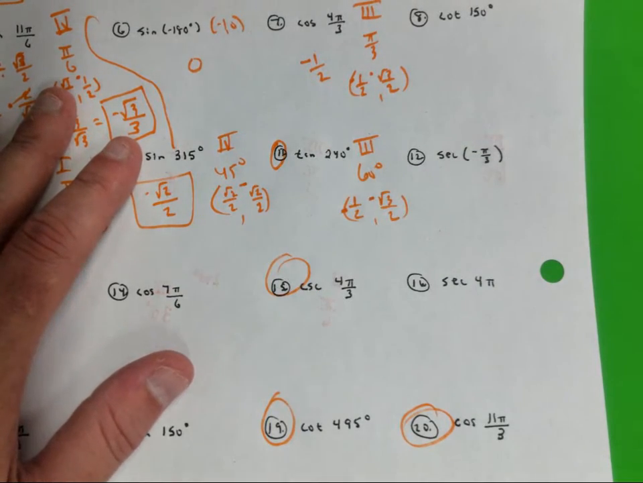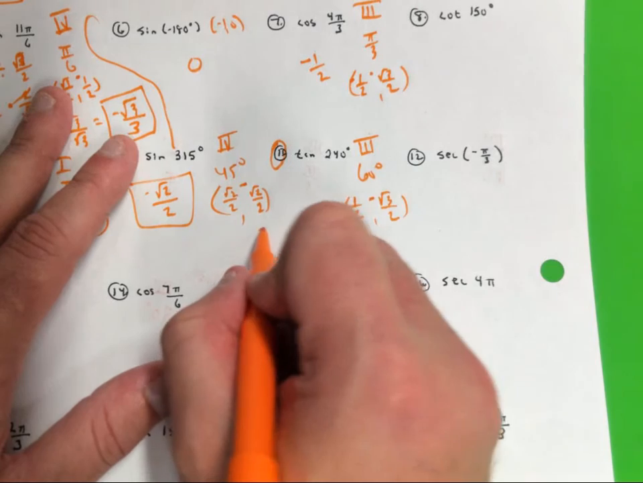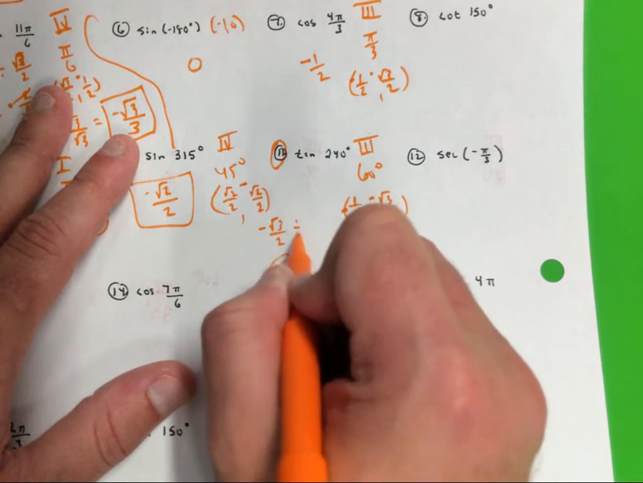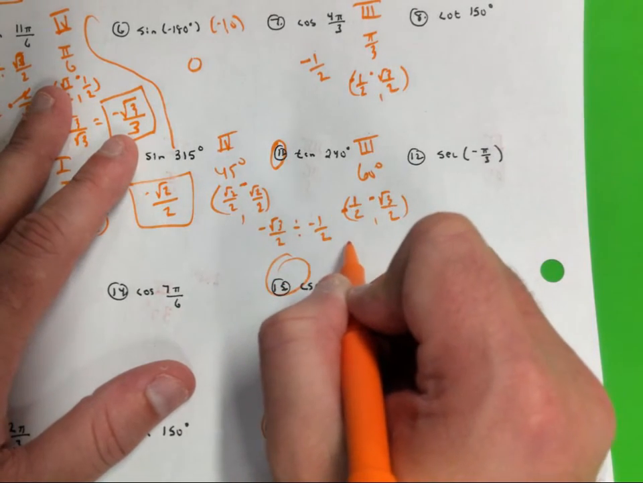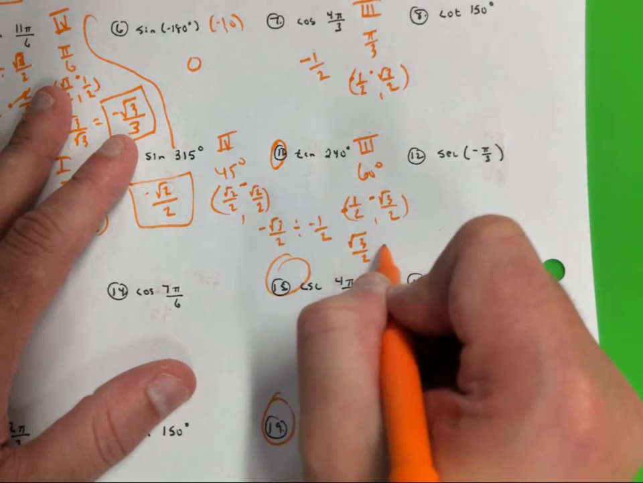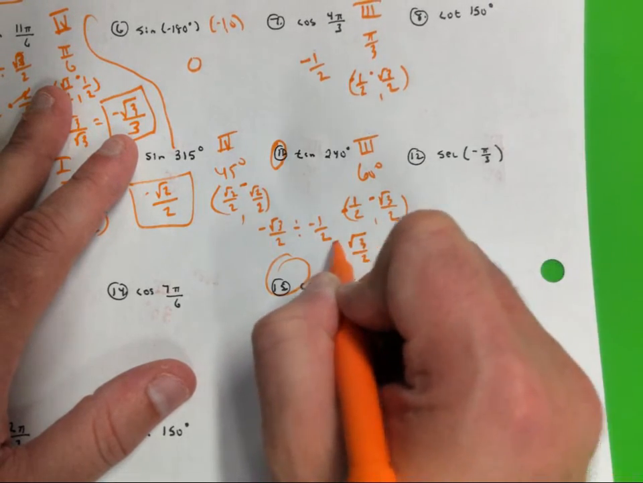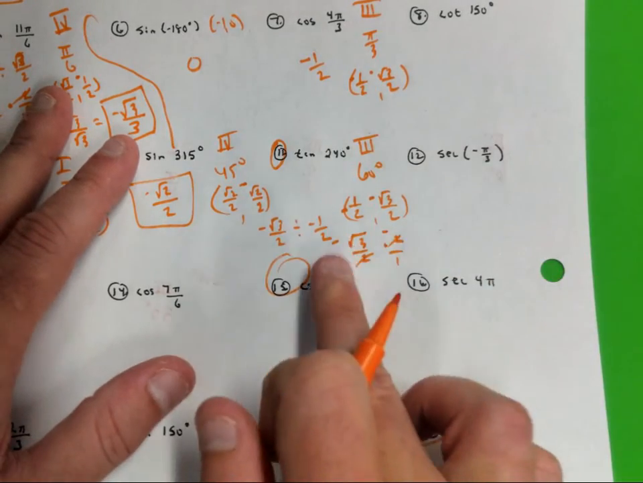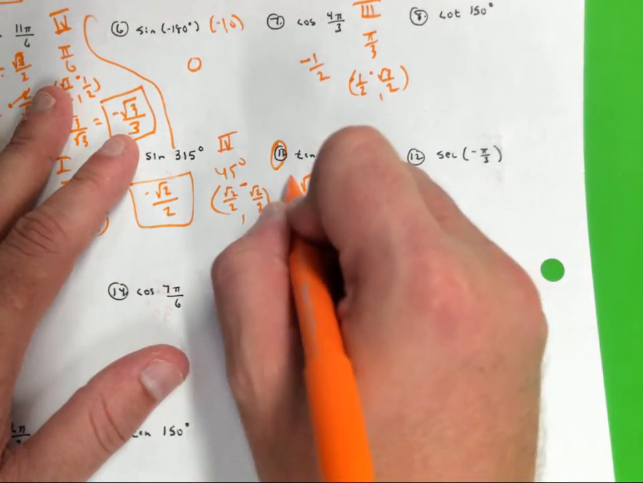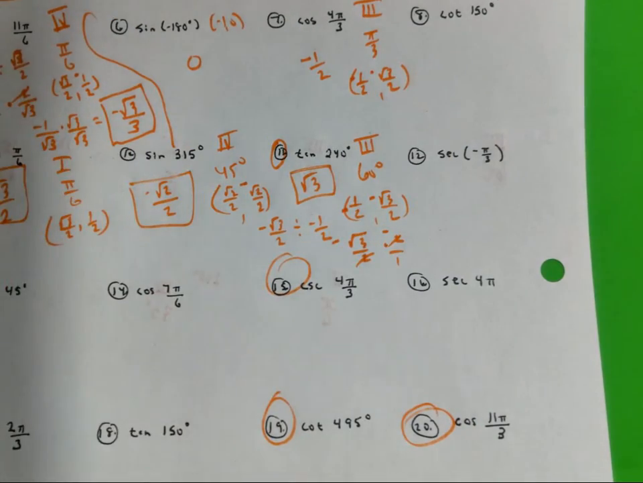Tangent is y divided by x. So I'm going to say negative square root of 3 over 2 divided by negative 1/2. Flip that other one. And since it's a negative times a negative, your answer is just square root of 3, because those 2's cancel out right there.